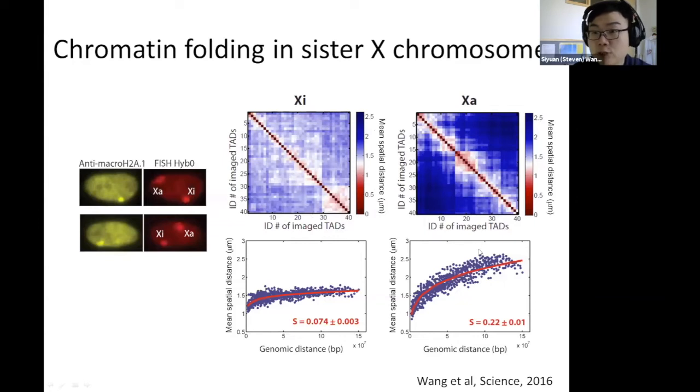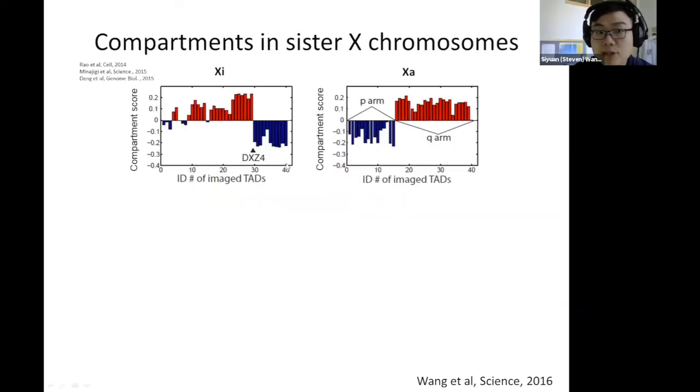And these plots are actually showing that the Xi chromatin folding not only is more compact, it's actually more intermixed. So much so that it doesn't even look like a polymer to a large extent. It looks like just randomly mixed particles. And then when we look at the compartmentalization, the Xi and Xa are also different.